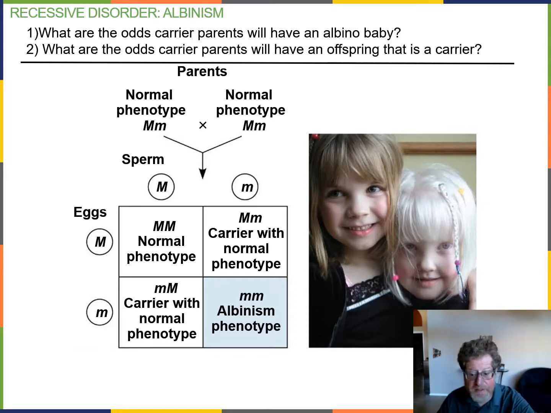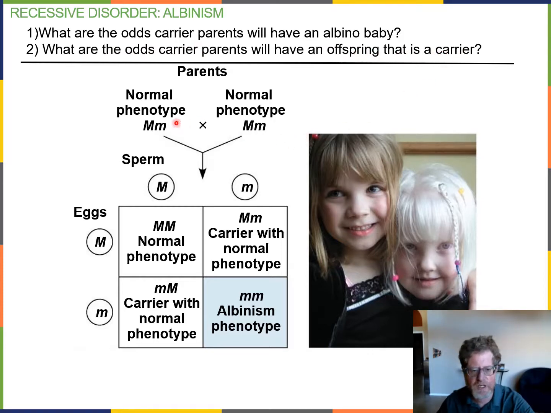Albinism happens to be a disorder where people with it are fertile and can have offspring, but oftentimes these serious recessive disorders are so serious that people are unable to reproduce. Either they die young or they're very sickly. But in any case, usually for these recessive disorders, people show carriers reproducing, and that's what we'll do here. What are the odds that carrier parents will have an albino baby? What are the odds that carrier parents will have an offspring that is a carrier?